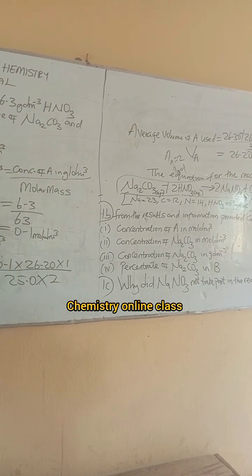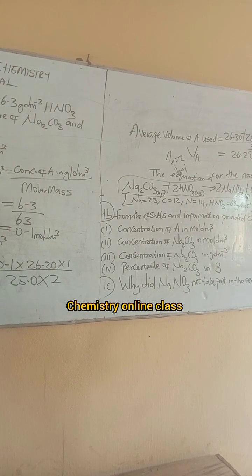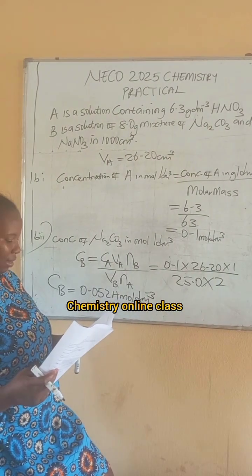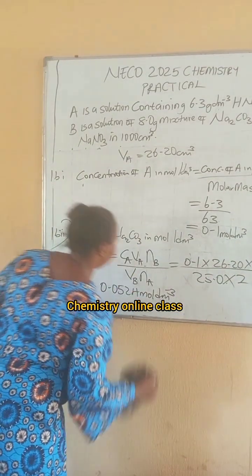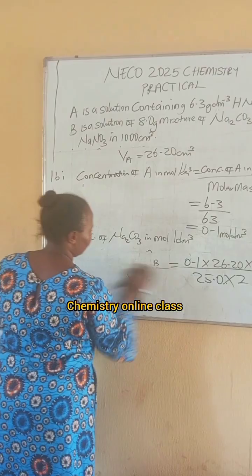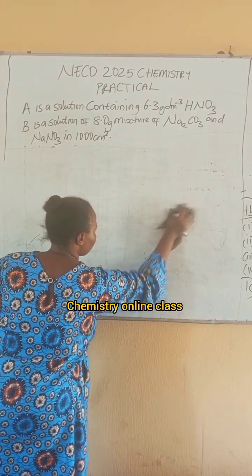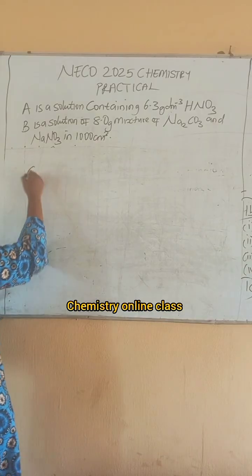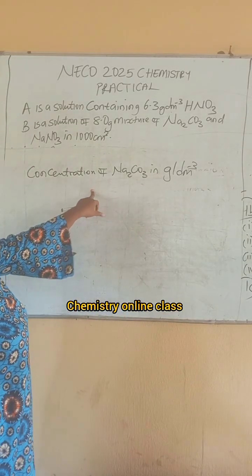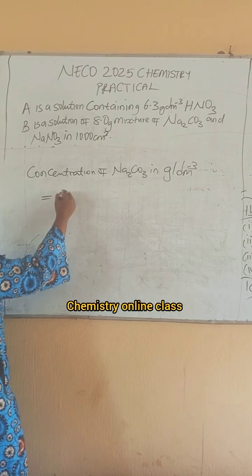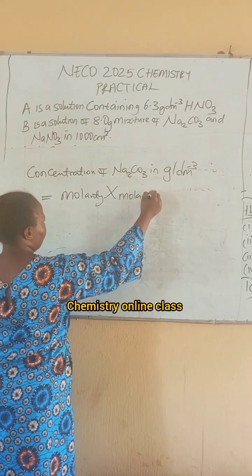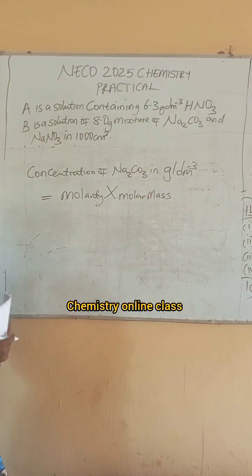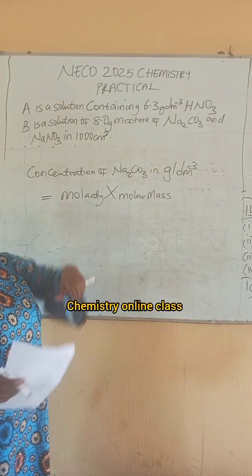Now the next question says that we should calculate the concentration of sodium carbonate in grams per dm³. The concentration of sodium carbonate in grams per dm³. Okay, we have gotten it in mole per dm³. So in gram per dm³, the concentration of sodium carbonate is going to be equal to molarity times molar mass. Okay, molarity is also the concentration of this in mole per dm³.